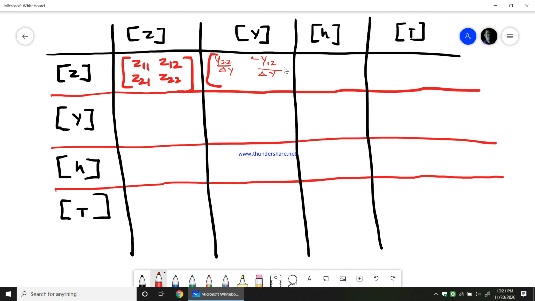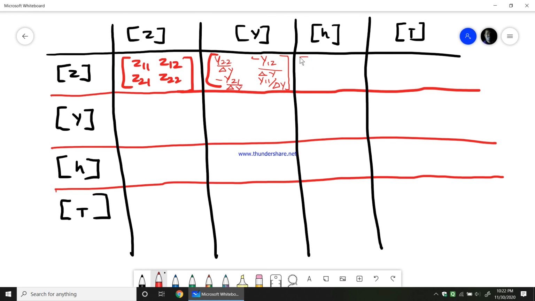Sorry, this is Z11, Z12 in terms of Y parameters which I am writing. Z21 is minus Y21 by delta Y, and Z22 is Y11 by delta Y. So this is Z parameters in terms of Y parameters: Z11 is Y22 by delta Y, Z12 is minus Y12 by delta Y, Z21 is minus Y21 by delta Y, Z22 is Y11 by delta Y.